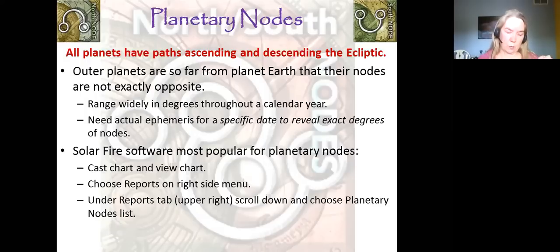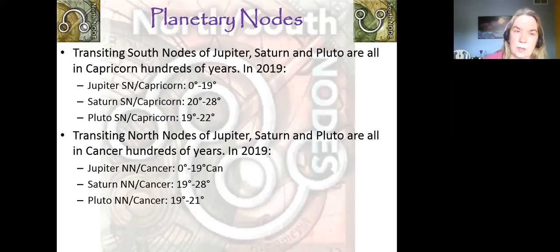And those degrees range a lot in any given calendar year. So you basically have to have the ephemeris to get the specific date and an actual degree. And so here is how you do it in SolarFire, which is the astrology software that is most probably well used for the planetary nodes. And I'll let you just refer to this later if you want. But here is an example for you.